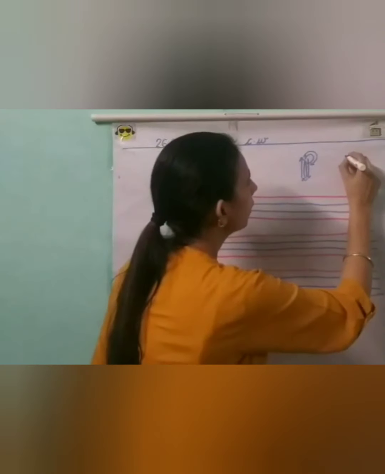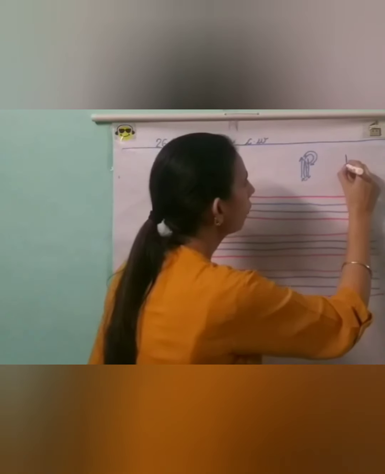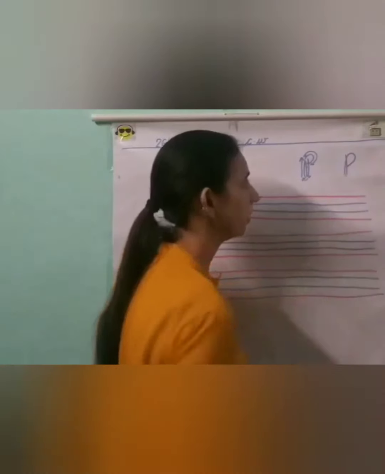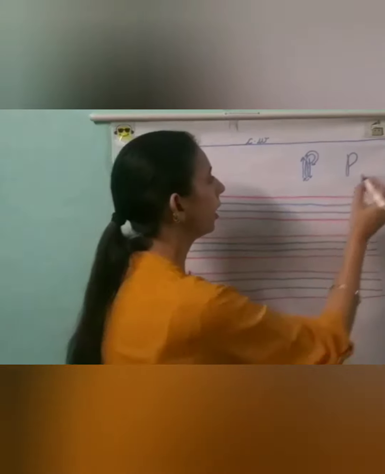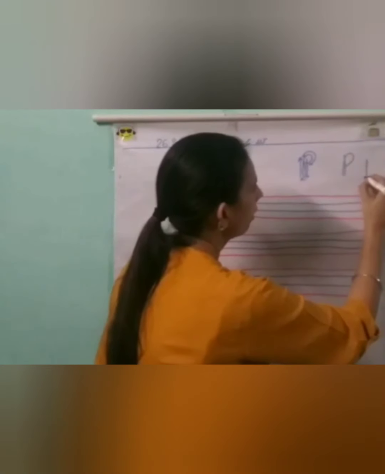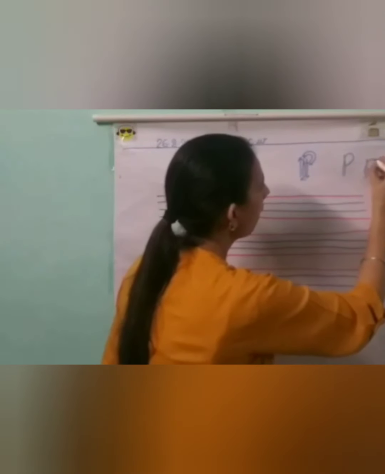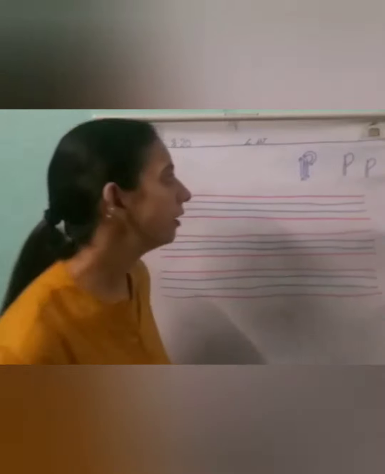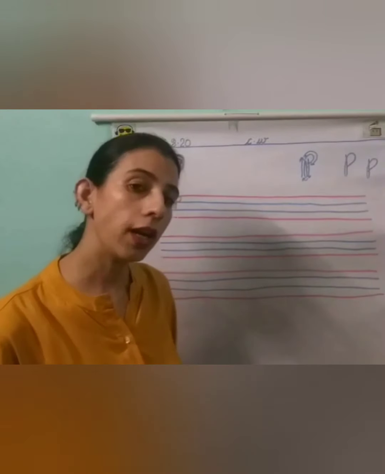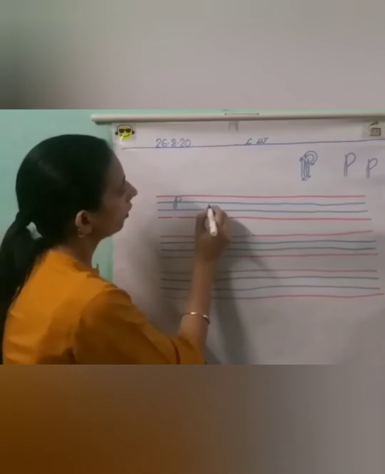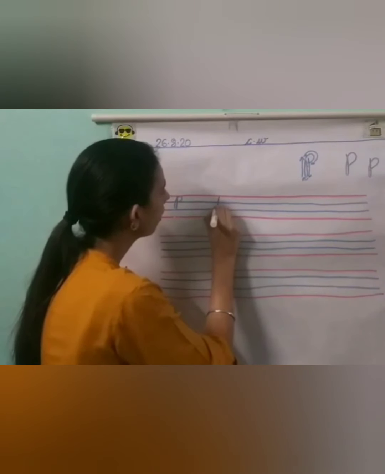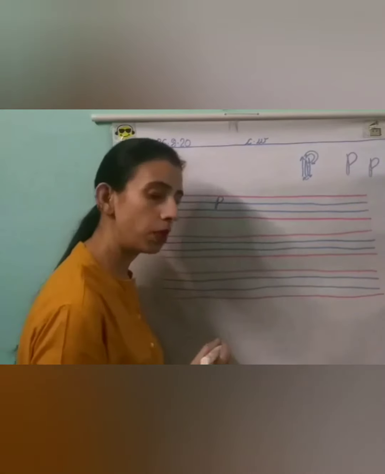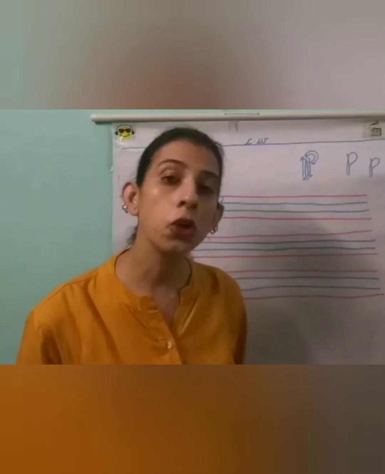What we have to do is straight line, curve, go up and then P. This is P. Alright, let's do it one more time. Straight line, curve, go up and P. Okay, let's do it on the lines. Straight line, curve, go up and turn. This is P. Now we are going to do Q.